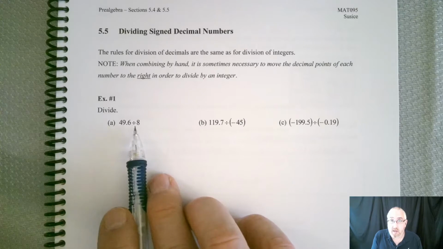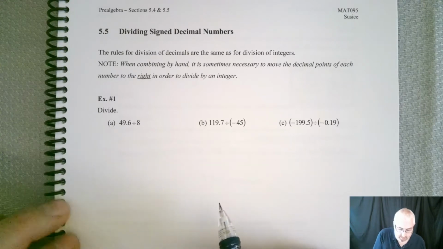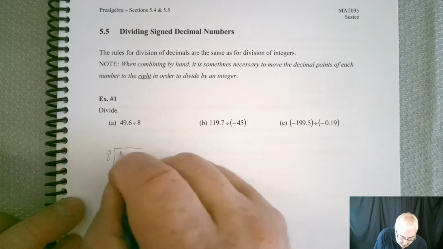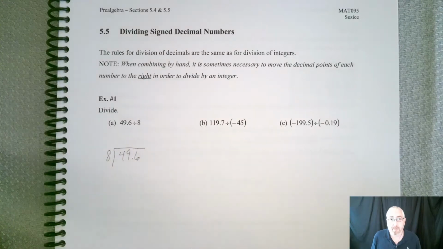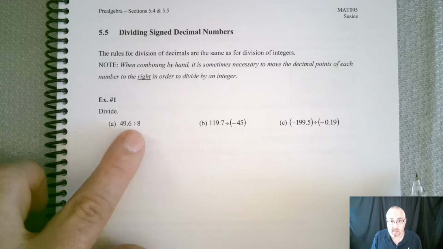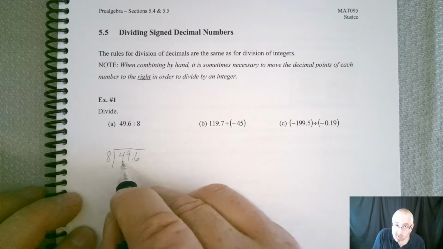So the first question you have to ask is, are you dividing by a decimal? In this case, we're not. It's a whole number. So we're fine to do it by hand. So if we said, okay, 8's on the outside, 49.6 on the inside. First number is always on the inside. Second number is always on the outside. So just for reference. So 8 can't go into 4.